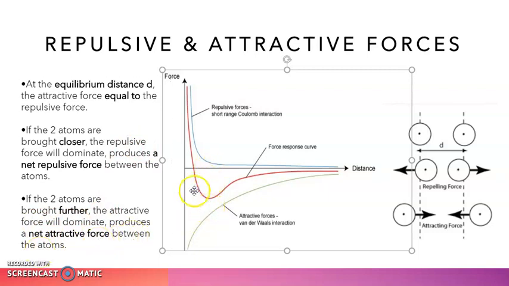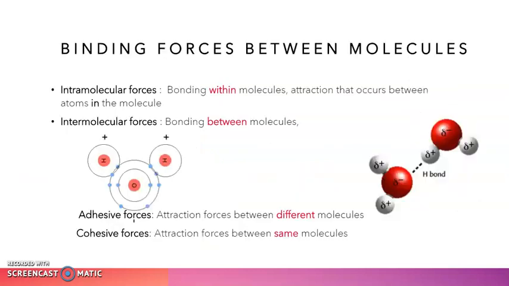At a certain distance, you can see here, it is reported that the distance is approximately 3 to 4 angstrom units. That is the distance d where you have equilibrium. If the distance is more than this 3 to 4 angstrom, then attraction will be more, and if it is less than 3 to 4 angstroms, then repulsion will prevail.